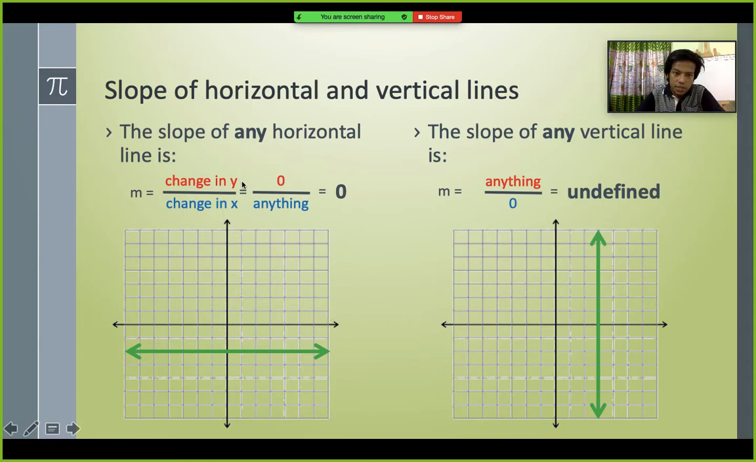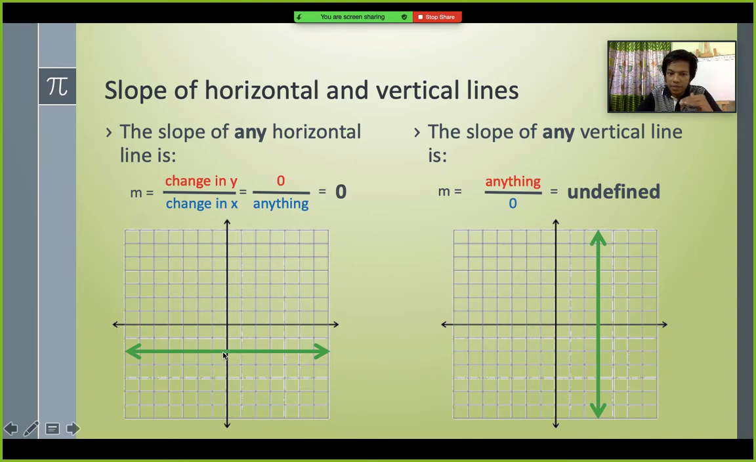The reason is, you see, change in y is 0. Change in y is 0 means what? This line is where? This line is at -2. And where is it going? Is it going to -3 or +1, +2? Is it going up or down? It's not going up or down. This line is not going up or down.